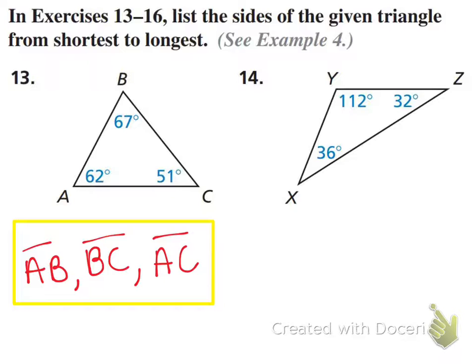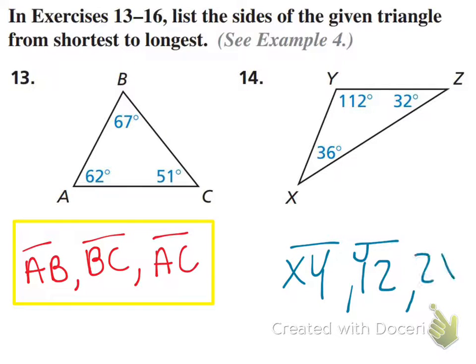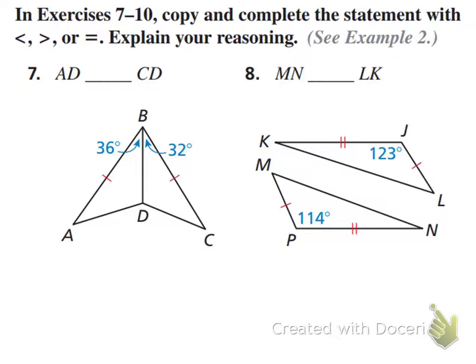Good. That's good. XY, YZ, ZX, yeah. XY, YZ, ZX. Perfect. And then I think we do some where you just need to write less than, greater than, or equal to. You don't have to write the whole statement. You just write the symbol. You can answer both at the same time.